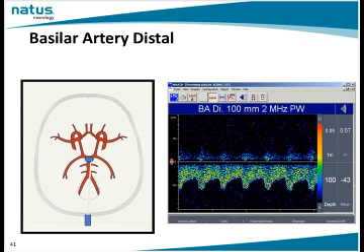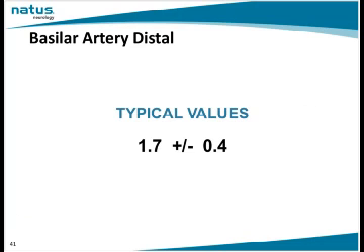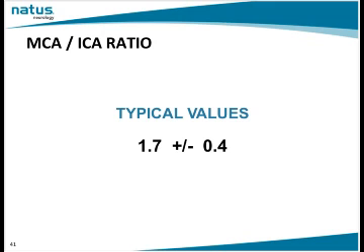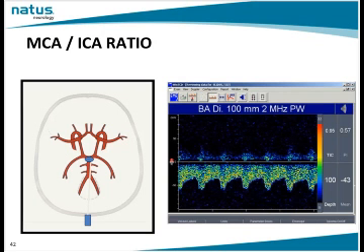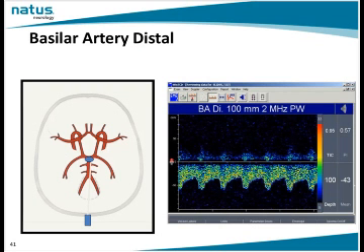So here's our distal basilar artery. This time we took a snapshot at a depth of 100. Okay, now that would be a complete TCD exam. So we've covered the transtemporal, transorbital, and suboccipital approaches. We've documented our waveforms.